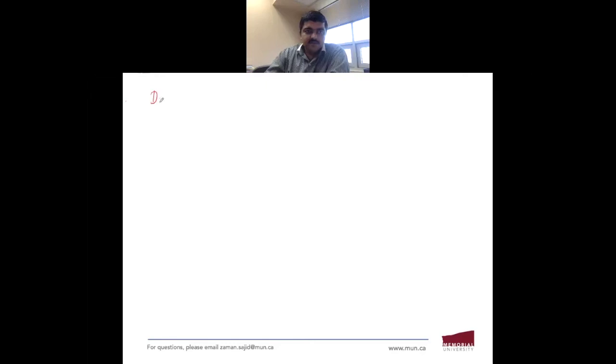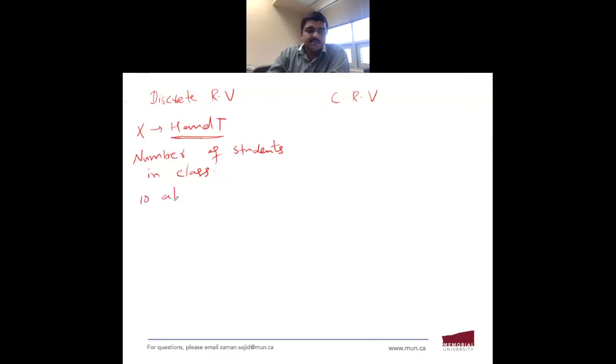So on this side, I have the examples for discrete random variable, and this side I have the examples for the continuous random variable. Now in terms of discrete, we just did some examples of the head and tail, if you remember. So these are called discrete because we can count them. Another example could be number of students in a class. So you can count them. Another example could be if you go to the supermarket and buy some apples. So maybe you buy 10 apples. So you can count them.